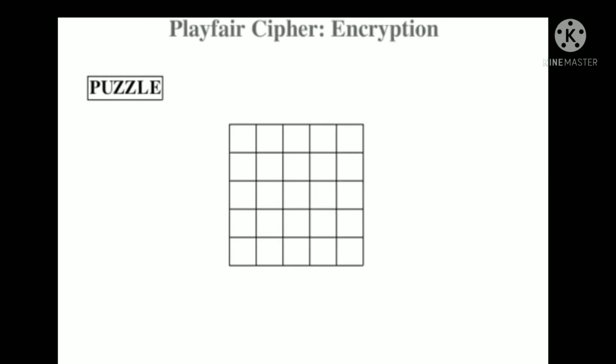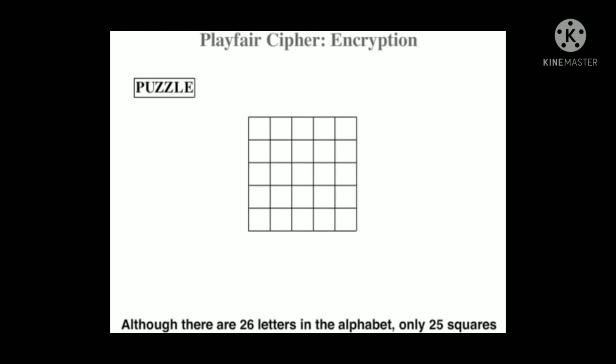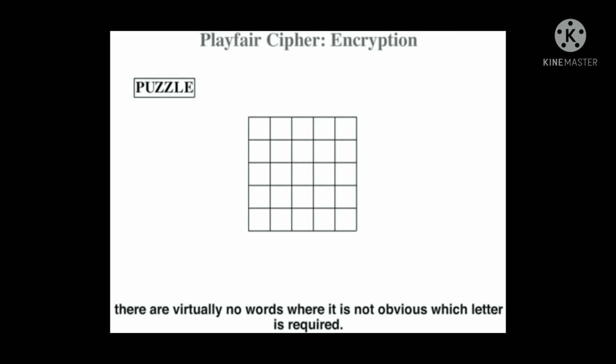Keyword PUZZLE. First, create a 5 by 5 grid just like this. Although there are 26 letters in the alphabet, only 25 squares are required, as I and J are incorporated into one square, since there are no words where it is not obvious which letter is required.